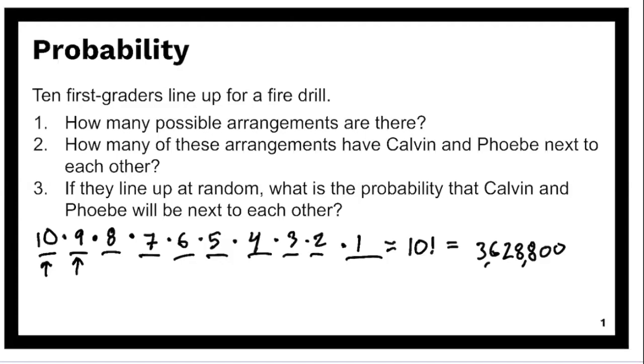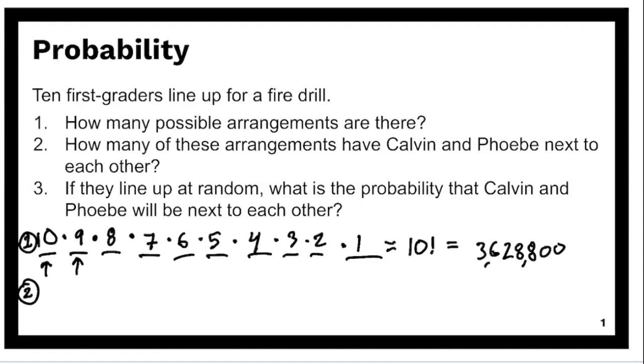So that's a lot. Number 2, we're looking at how many of these arrangements have Calvin and Phoebe next to each other. So this type of question is a little difficult if we don't know what to do. What we're going to do for number 2 is we're going to look at a different way to think about this, to group Calvin and Phoebe. That'll make it easier to answer the question.